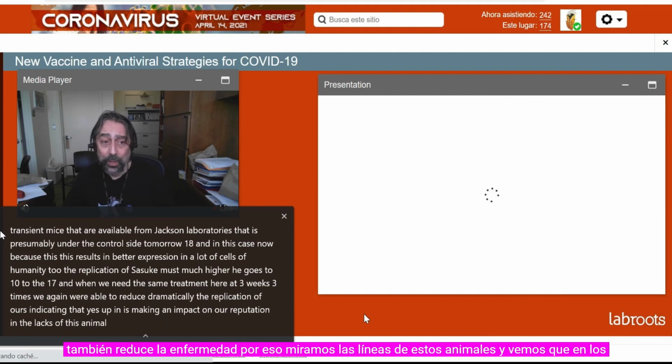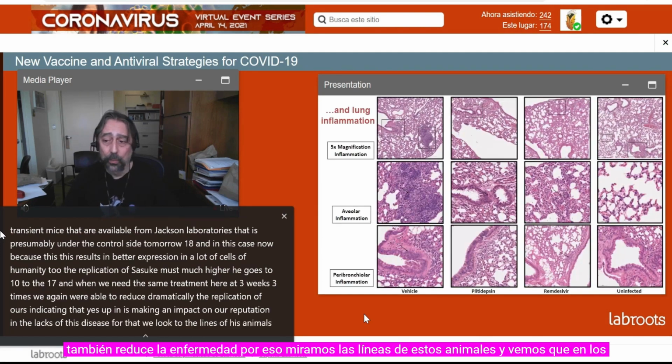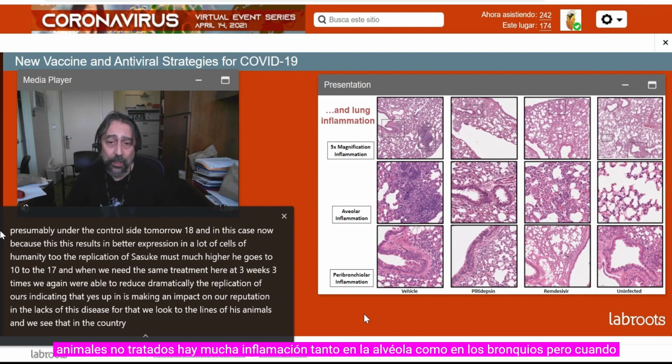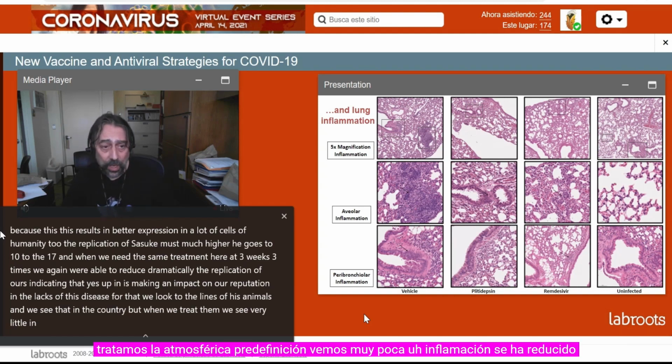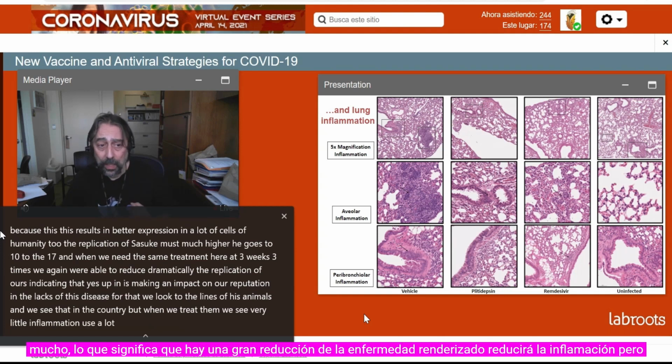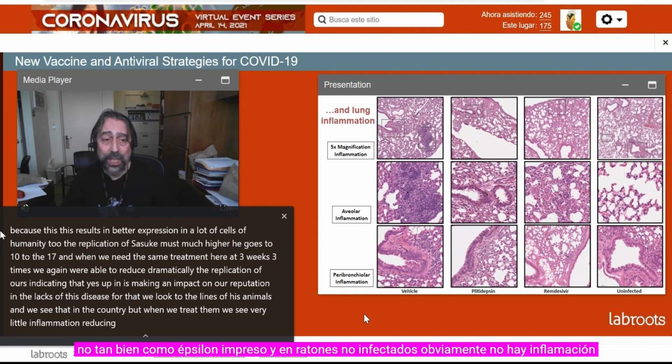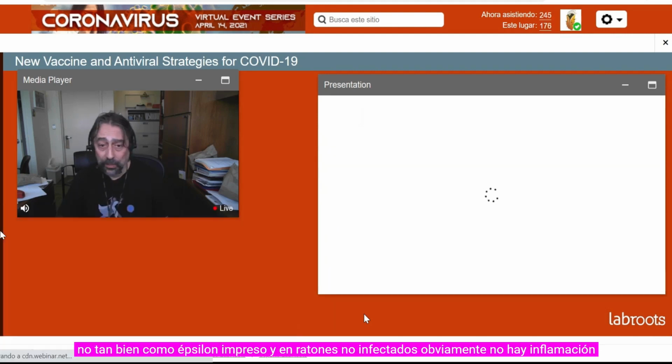Does it also reduce disease? For that, we look at the lungs of these animals, and we see that in untreated animals, there is a lot of inflammation, both in the alveoli and in the bronchia. But when we treat the animals with plitidepsin, we see very little inflammation. It has been reduced a lot, meaning that there is a big reduction of disease. Remdesivir reduces inflammation, but not as well as plitidepsin. And in uninfected mice, obviously, there is no inflammation.